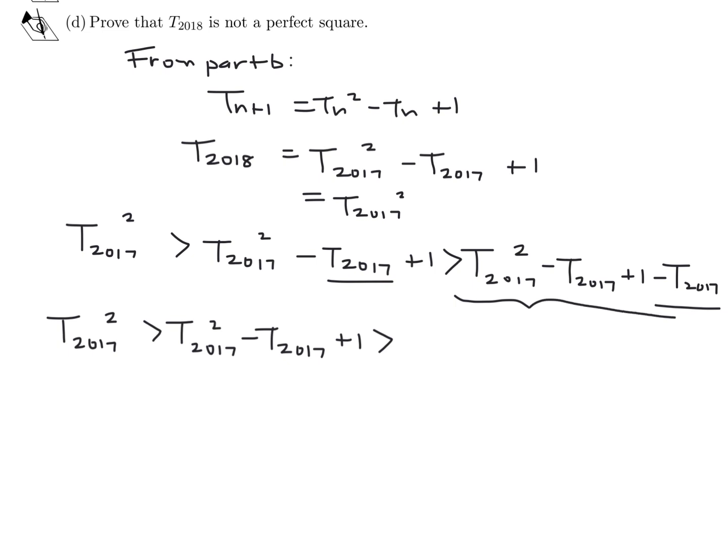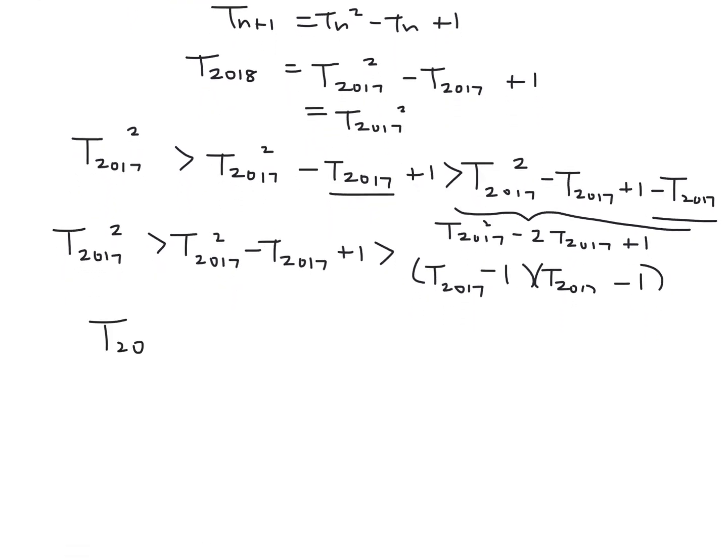Now this guy here factors. If you collect like terms, it'll basically be T2017 squared minus 2 T2017 plus 1, and that factors nicely. T2017 minus 1, minus 1. Yeah, like that. Okay, so that's pretty good. So that means that T2017 squared is greater than this guy, T2017 squared minus T2017 plus 1. And this is just T2017 minus 1 all squared.